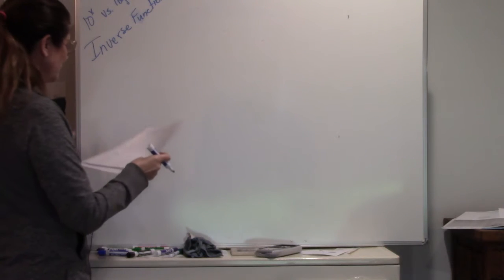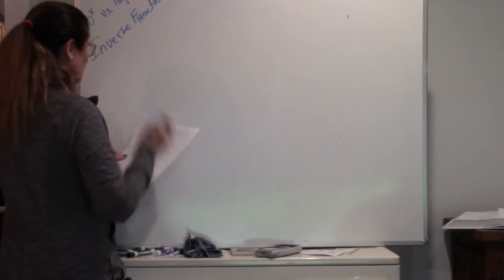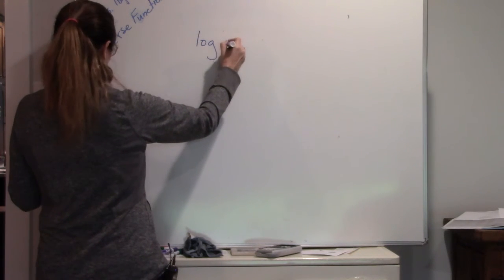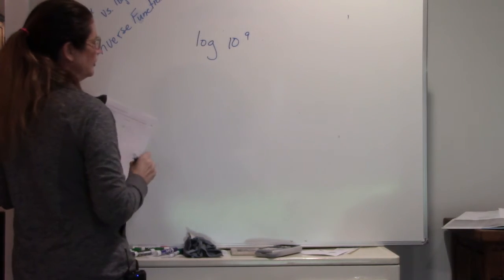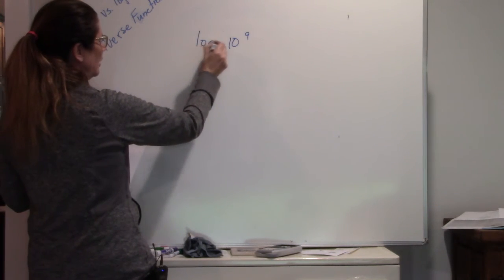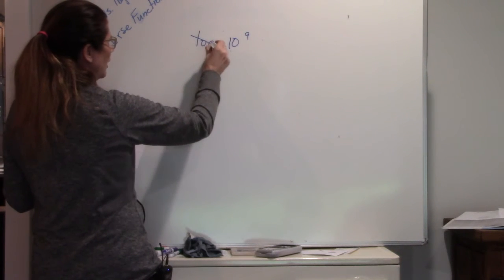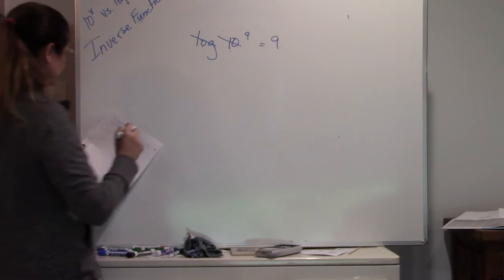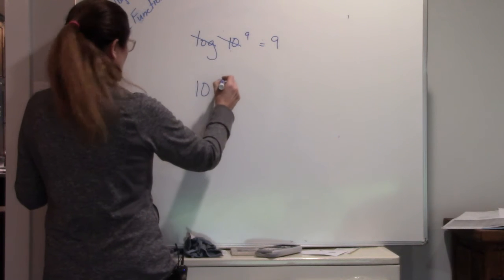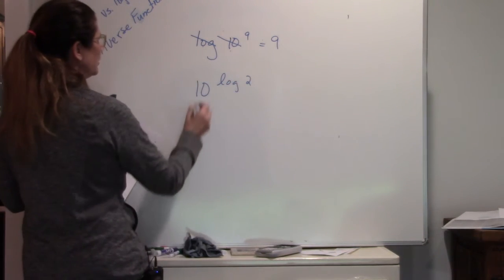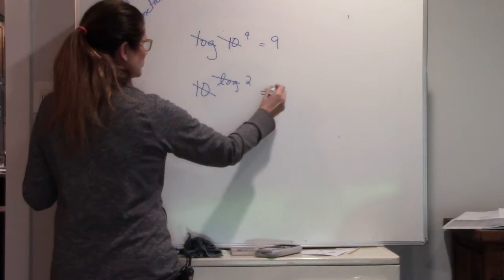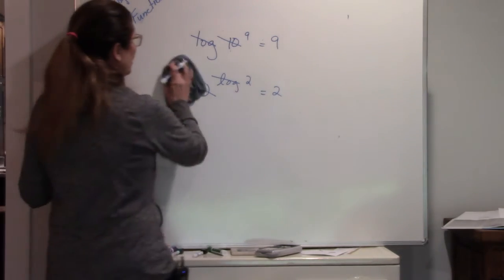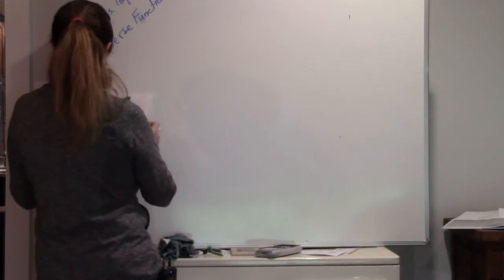Okay, so now we are in section C where we are evaluating. So remember, logs undo base 10. So if you have the log of 10 raised to the 9th power, the log cancels the 10, so your exponent is 9. If you have 10 raised to the log of 2, the 10 cancels the log, so you end up with just 2. All of these are very similar to the ln key.